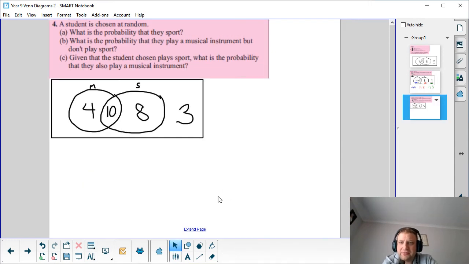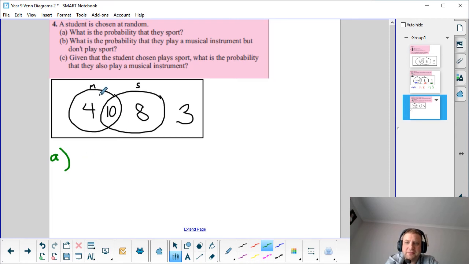Okay, so we can finish this off with just doing a little bit of probability. We know that probability is in the form of a fraction or a decimal. We're going with fractions today. So a student is chosen at random from this group, and it's really important to keep in mind that all of these probabilities are out of 25 because there are 25 students, right? So that's our random chance.